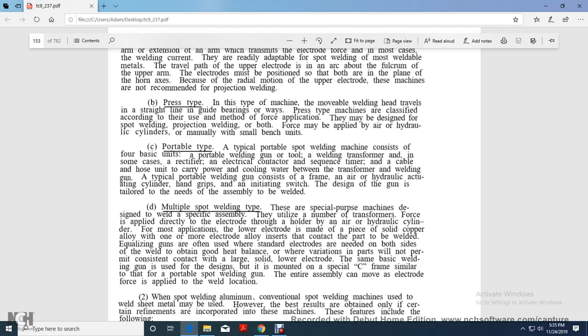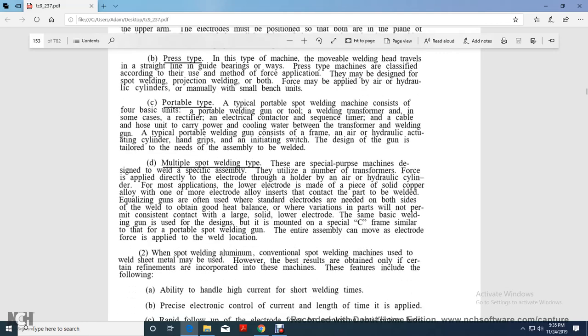Portable unit. A portable spot welding machine consists of four basic units: a portable welding gun, the welding transformer, in some cases a rectifier, an electrical contactor and sequence timer, and a cable and hose unit to carry the power, cooling water between the transformer and the welding gun. A typical portable welding gun consists of the frame and the air or hydraulic actuating cylinder, hand grips, and initiating switch. The design of the gun is tailored to the need of the assembly to be welded.